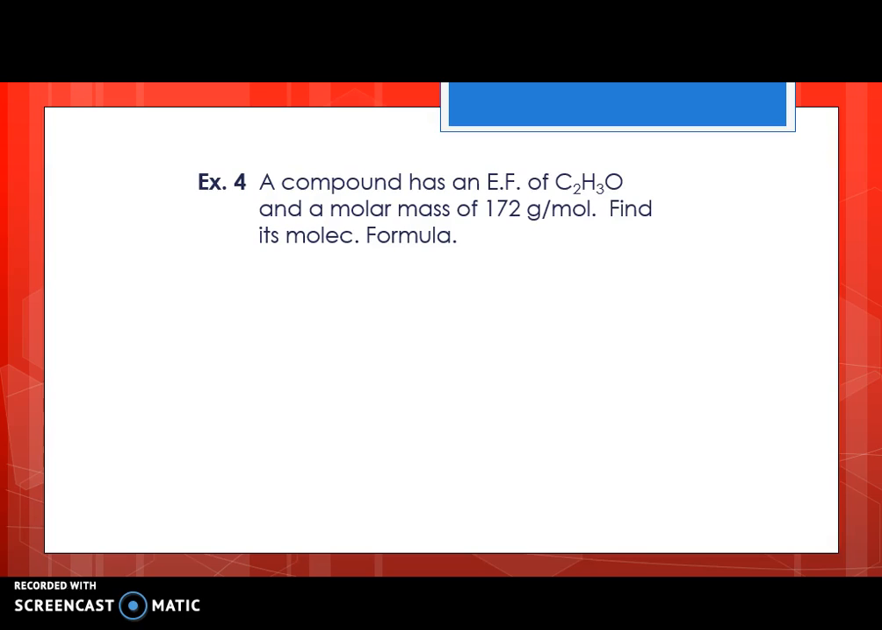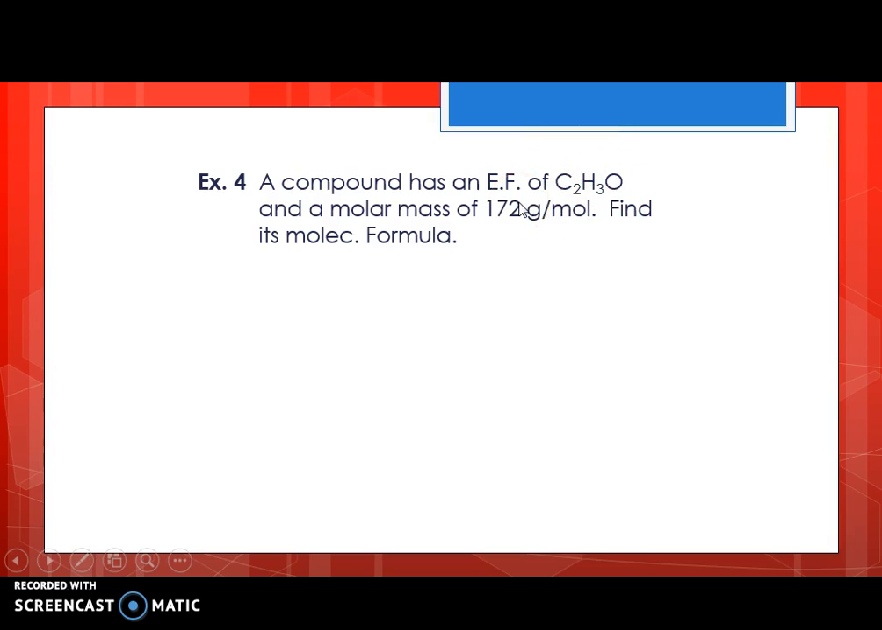So in example 4, a compound has an empirical formula of this. Let's say we've already done the calculations, we've done the work, and we find our empirical formula to be this. We're then given the mass of the actual compound. We need to find the molecular formula.